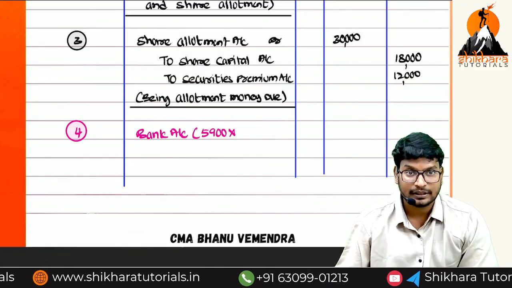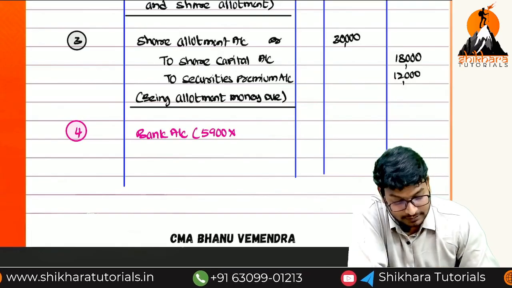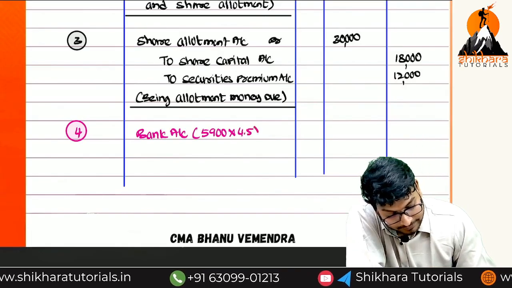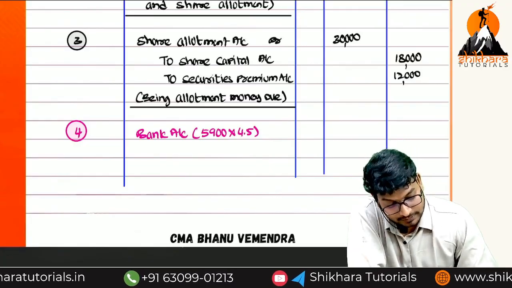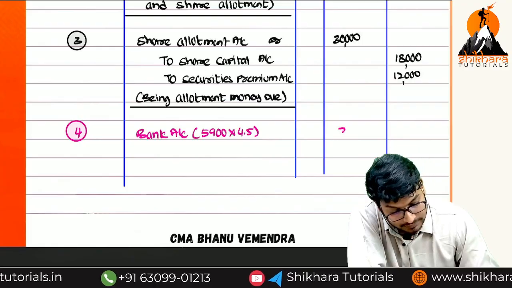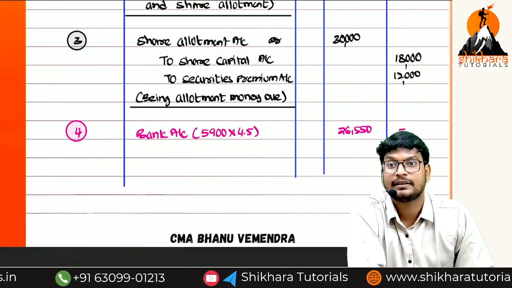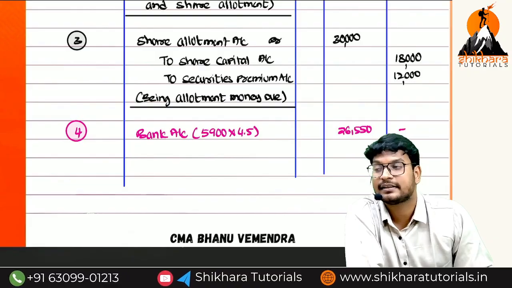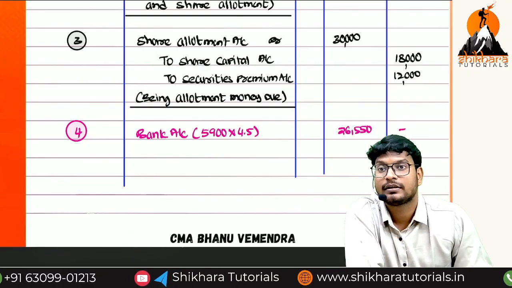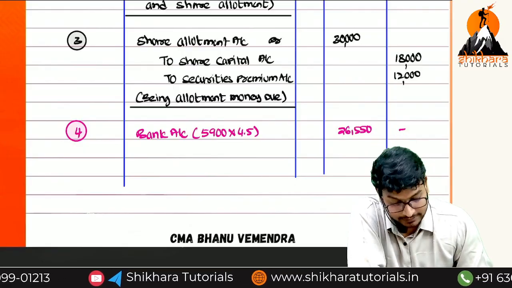Are you getting the point or not? Now how much we need to receive? 4.5. So 4.5 we have received. So what is the amount? 26,550. Okay. Next, calls in arrears will be there. Calls in arrears receivable or payable? Receivable. Calls in arrears means receivable. Debit or credit? Debit.